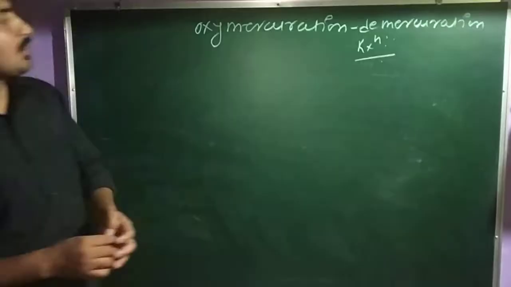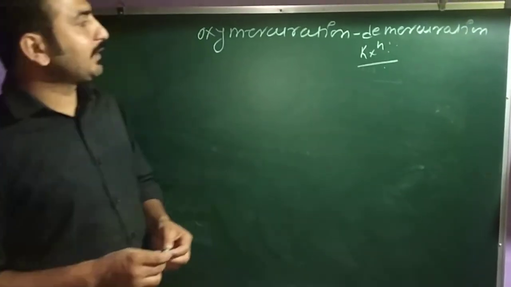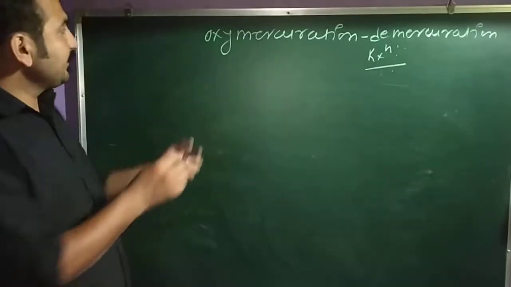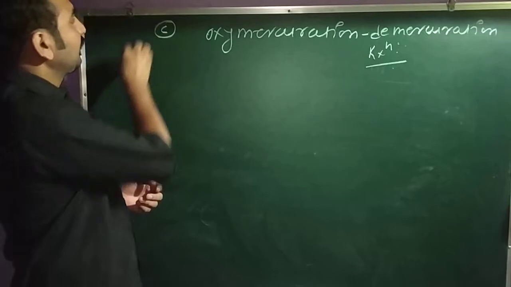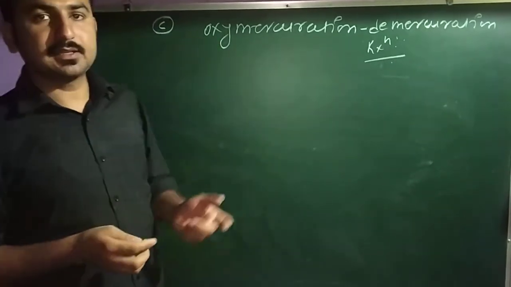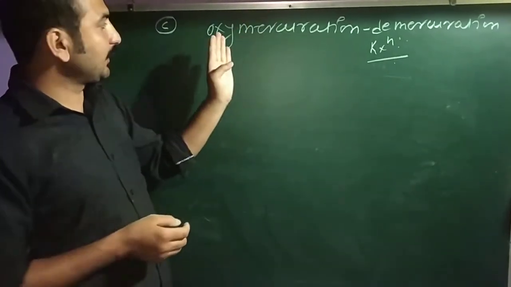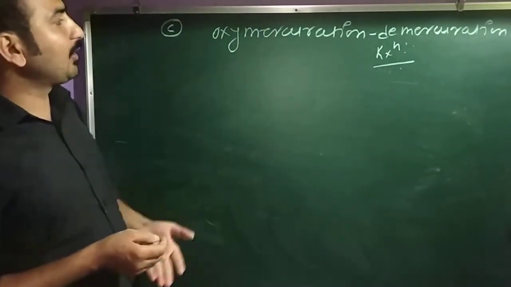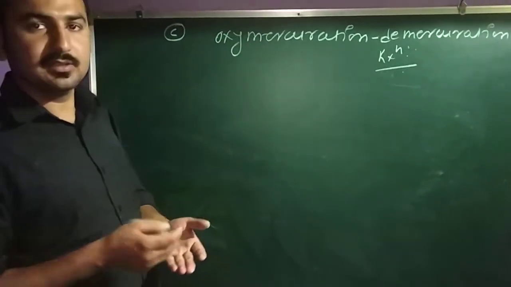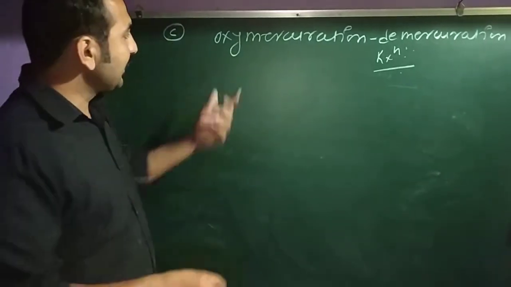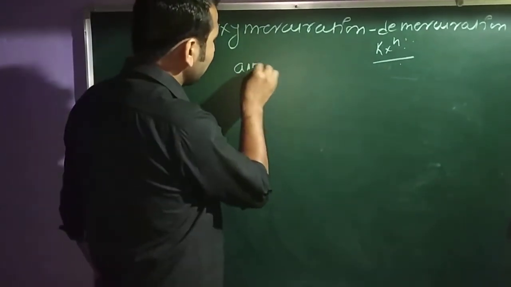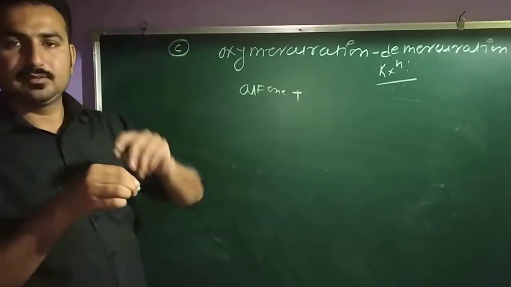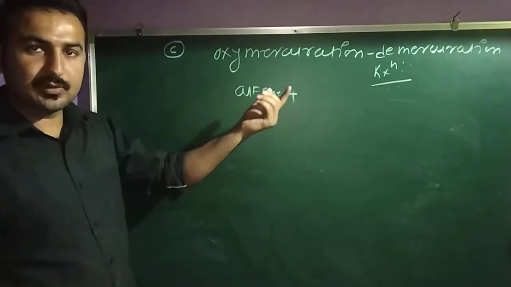Clear? The next method you have is the oxymercuration and demercuration reaction. This is the 3rd method in alkene. The first is acid catalyzed, second you have the previous one, the hydroboration, and third you have the oxymercuration demercuration reaction. That means in this case your alkene reacts with the mercuric acetate. Clear? Alkene reacts with the mercuric acetate.